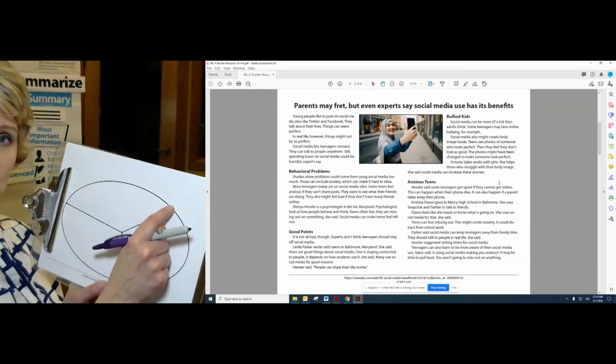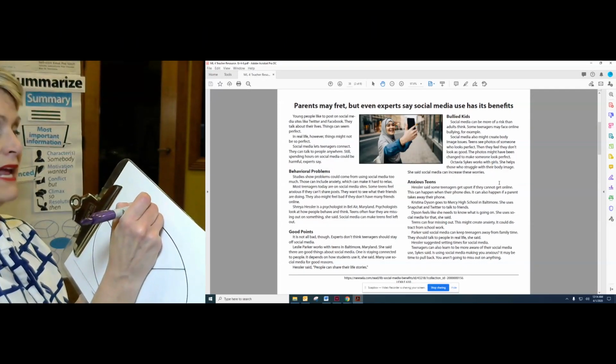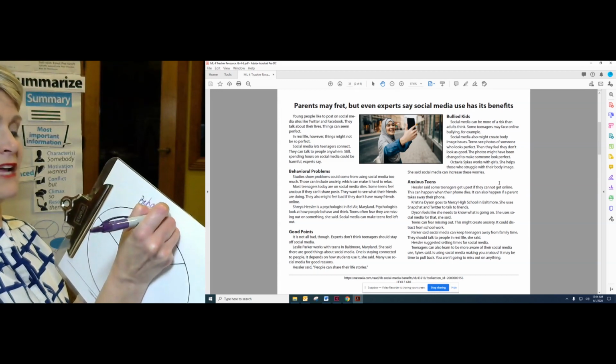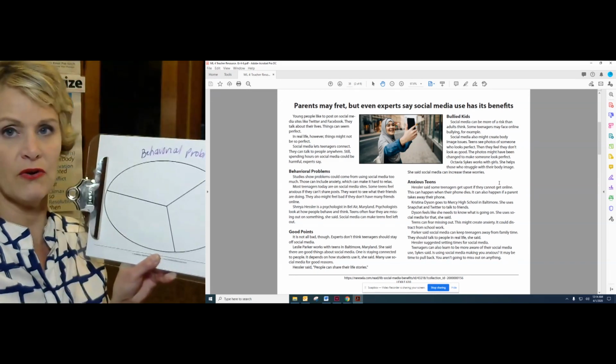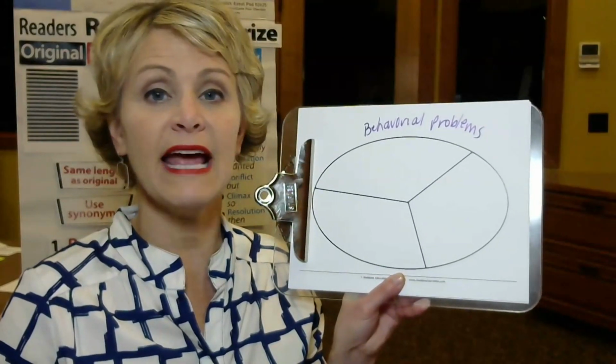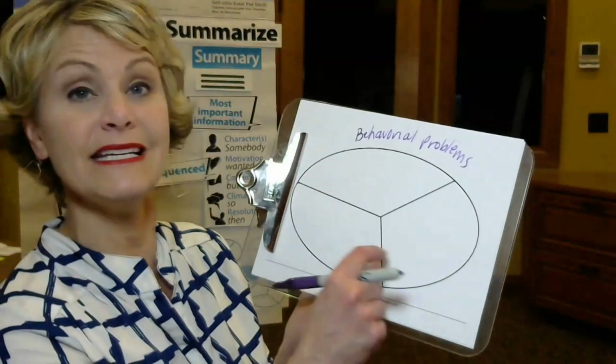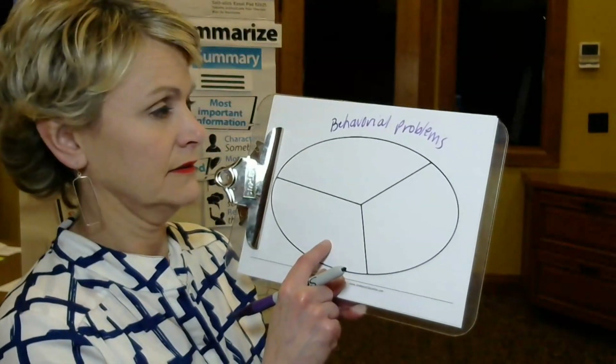So what's the category of this? Behavioral problems. So that's what you write. You always want to give it a category, okay? If you don't give it a category, you won't remember what all these details are for.